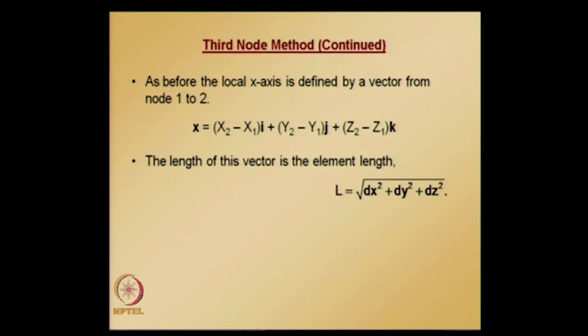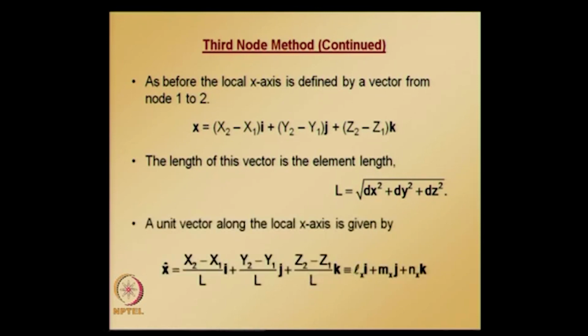The length of this vector is given by the square root of dx square plus dy square plus dz square. Dx is defined as capital X2 minus capital X1, dy is defined as capital Y2 minus capital Y1, and dz is defined as capital Z2 minus capital Z1. So, when you normalize this vector along the local x axis with its length, we are going to get the unit vector along the local x axis.